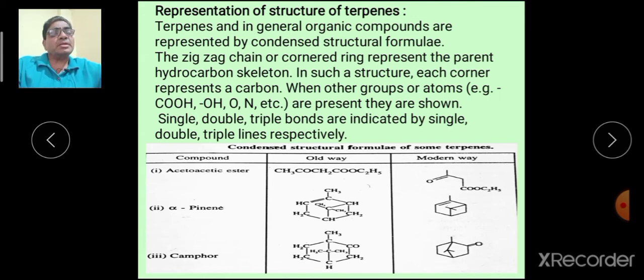Here, in COOC2H5 as written, the corner indicates a CH group. This is C, this is a methyl group, CO. This is the modern way of writing. Yes, the ring structures, these are the bicyclic compounds, alpha-pinene and camphor. Therefore, they are bicyclics. Here they have shown bicyclics. This is one ring, this is another ring. These are methyl groups and this is a carbon.